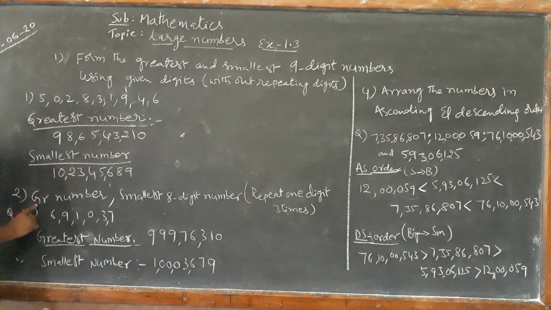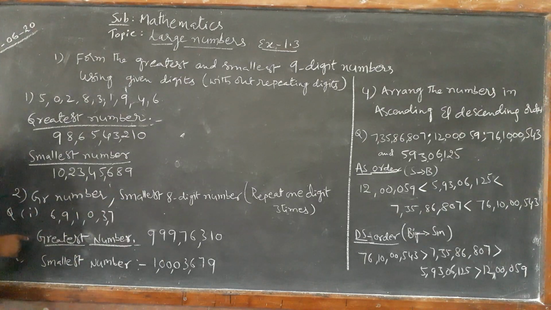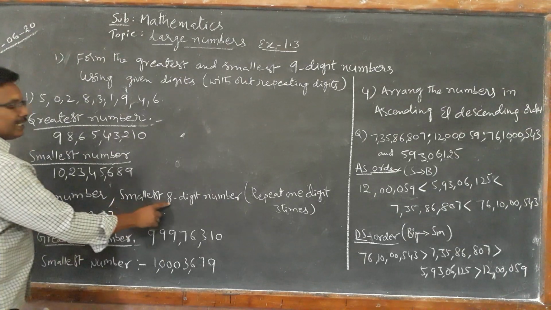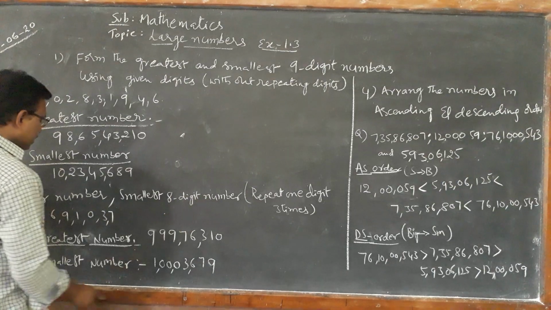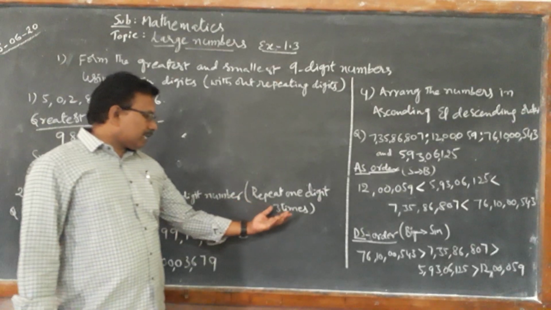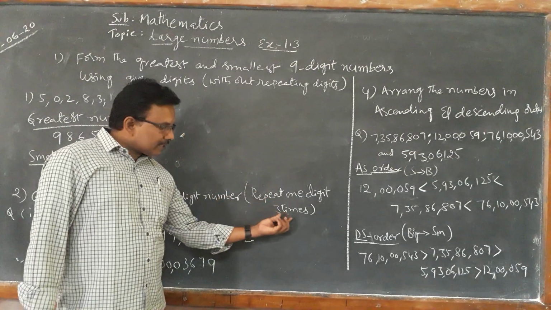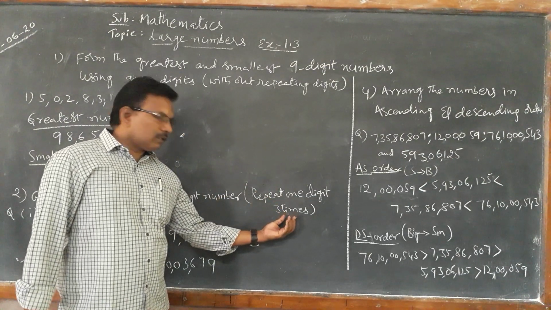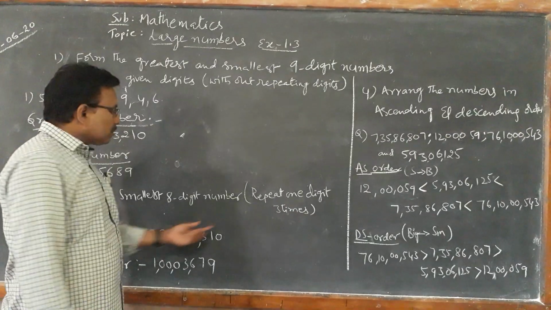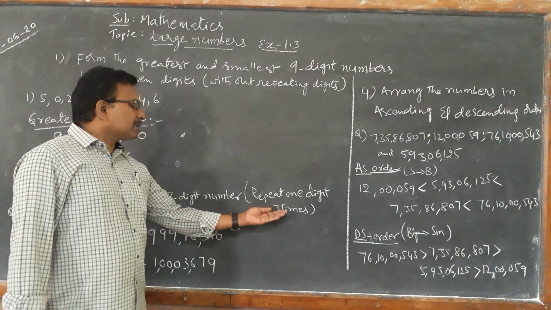Same type of question. Greatest number and smallest number. Write the greatest number and smallest 8-digit number by using these digits. One condition is given in the bracket. What is the condition here? We can repeat one digit. Any one digit can repeat 3 times. Out of these given digits, one digit can be repeated 3 times. Here that condition is given.